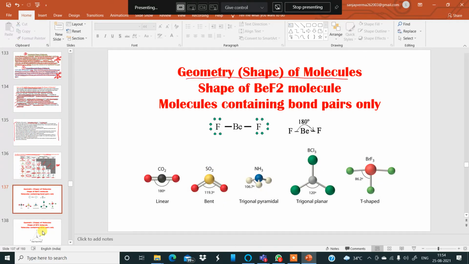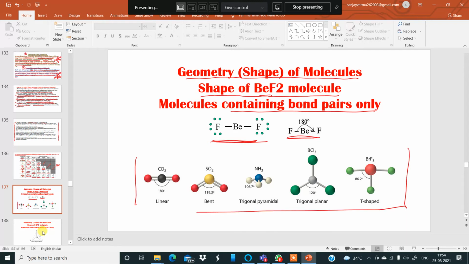Geometry shape of molecules. Shape of beryllium difluoride molecule, which I was talking about that time. This beryllium difluoride contains bonding pairs only. Example is here, beryllium difluoride. No lone pair, so the shape is linear. Okay, the shape is linear. Do not look at this. This one I have just put for the sake of illustration only over here.